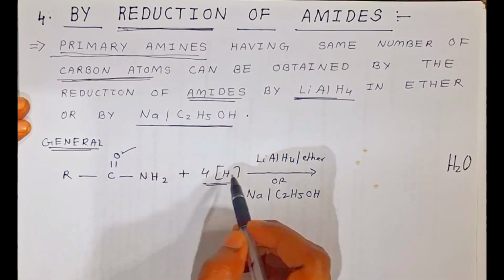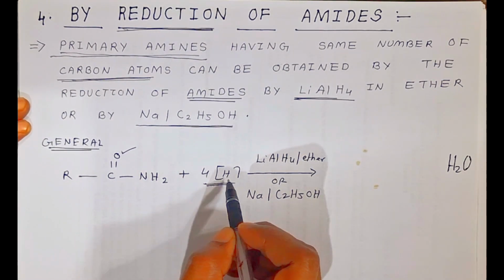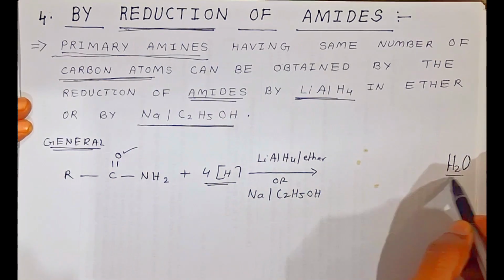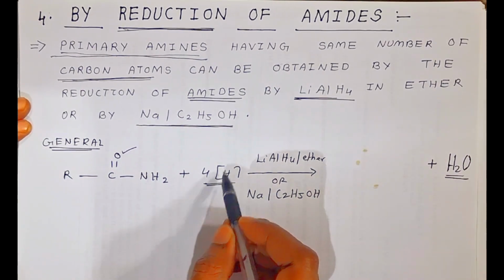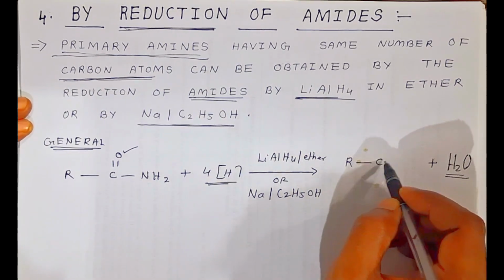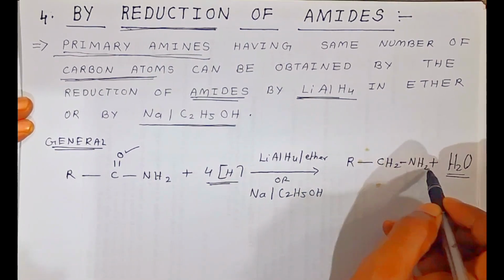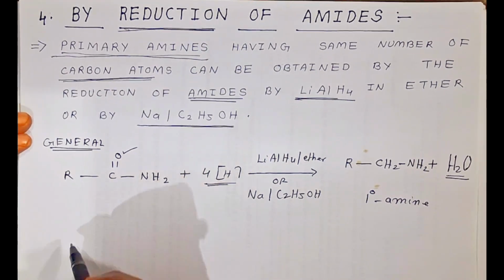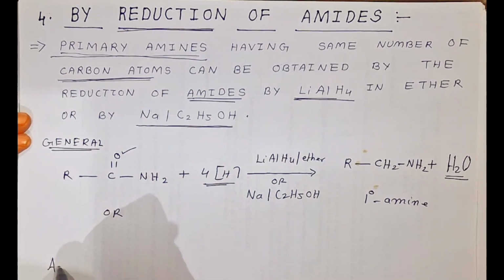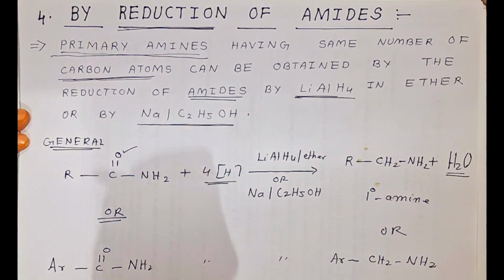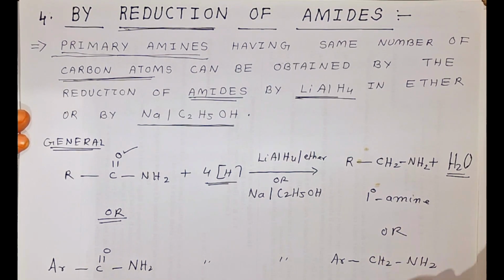Out of 4 nascent hydrogens, 2 will combine with the oxygen of this carbonyl and be removed as a water molecule. The remaining 2 nascent hydrogens now combine with this carbon. The alkyl stays as it is and they form the primary amine like this. This is a first degree amine. Here I have taken an aliphatic amide. In the same way you can also use an aromatic amide; taking the raw material as an aromatic amide, you will get an aromatic primary amine.